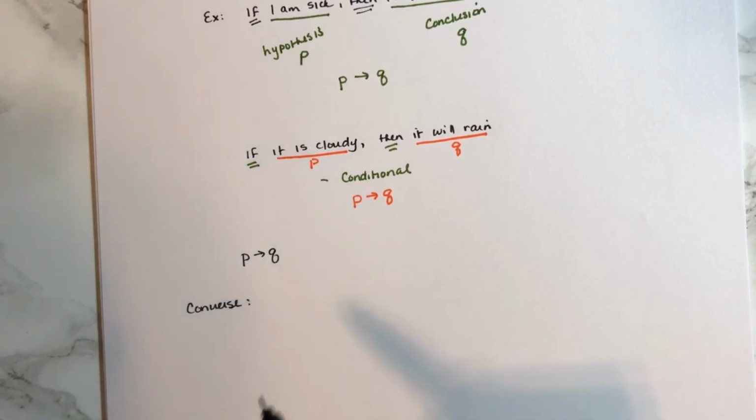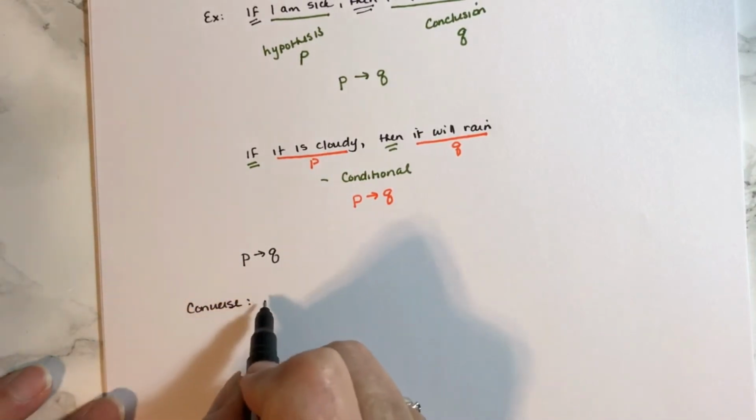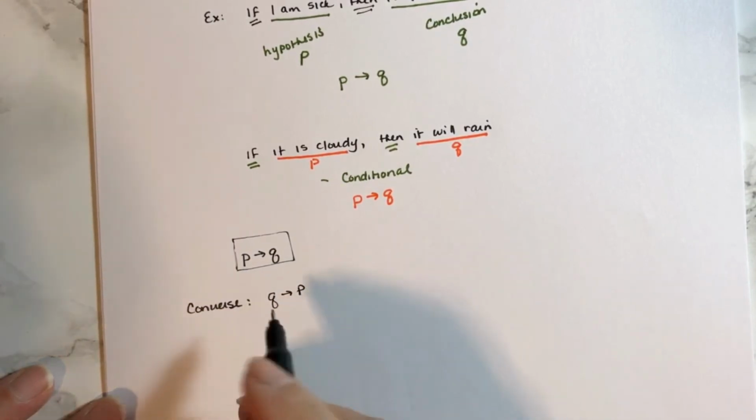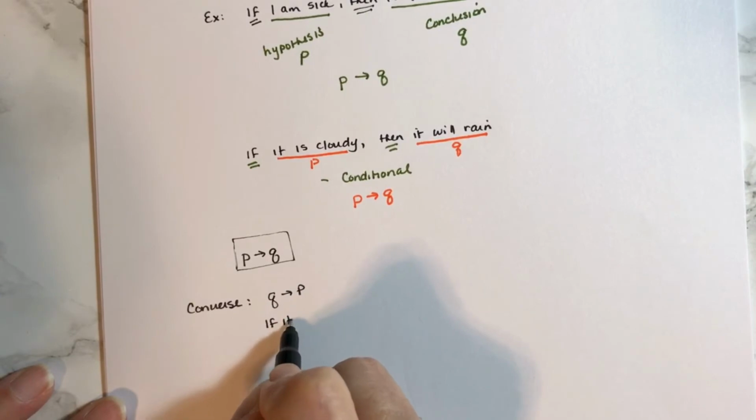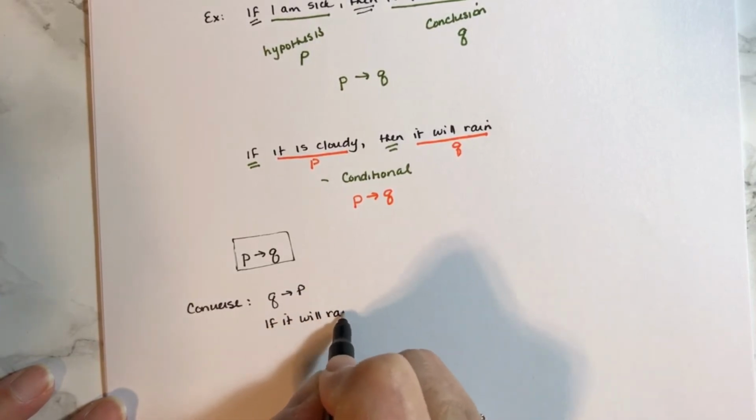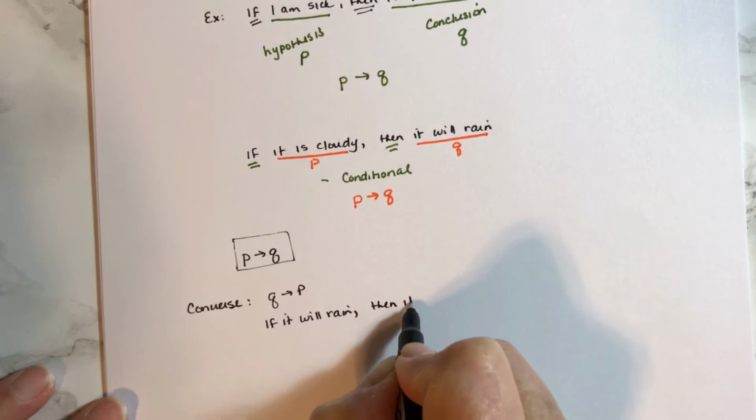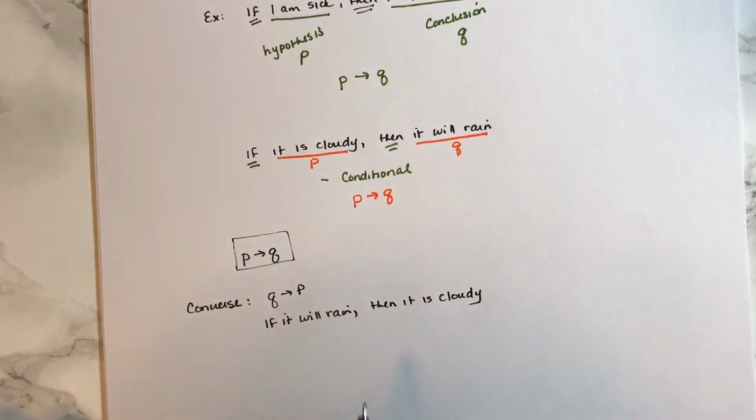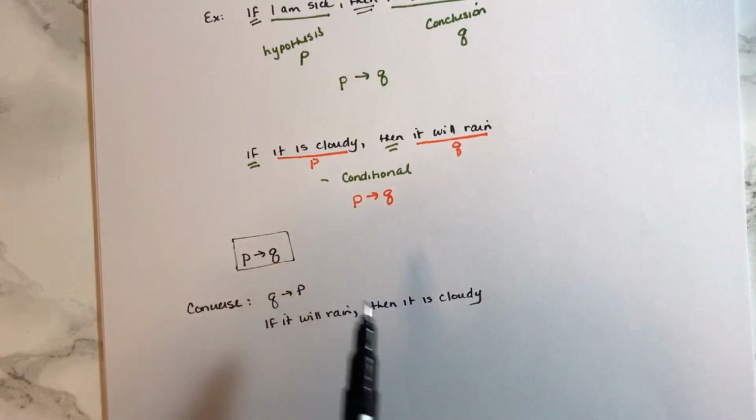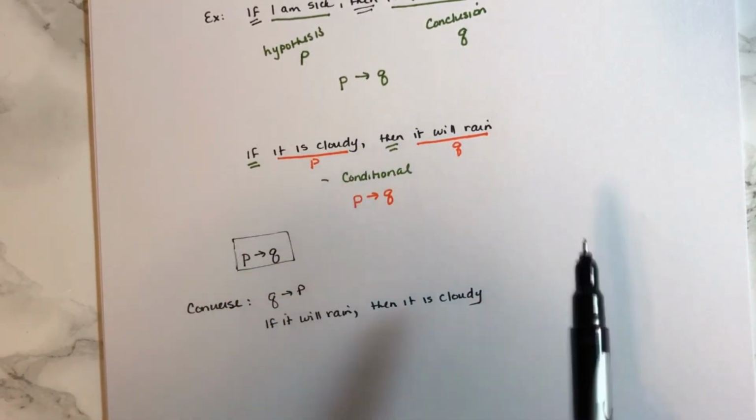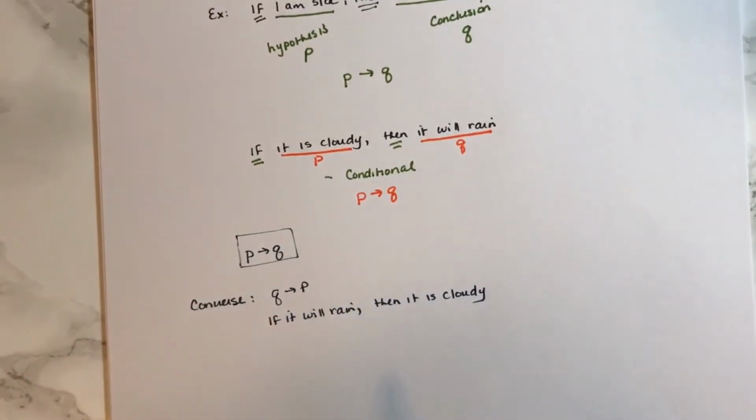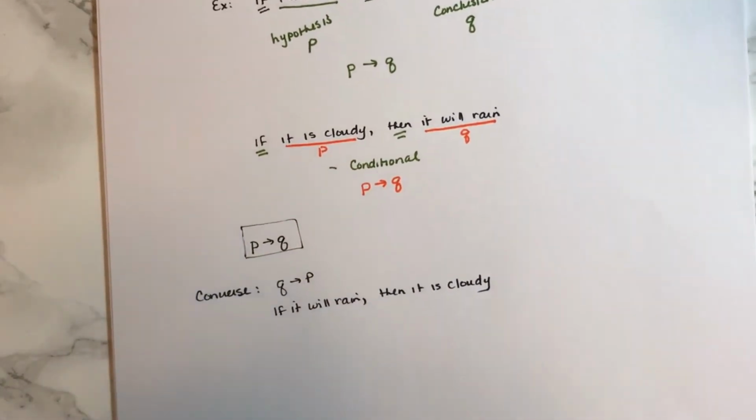So in words, well, let me say this first. In symbols, I would swap this, and I'd say Q goes to P. And in words, I would write, if it will rain, then it is cloudy. Make sense? So the converse of an original statement just means that we swap the hypothesis and the conclusion. We just swap them and write it symbolically like that, meaning conclusion goes to hypothesis. Okay? Then there's the inverse.